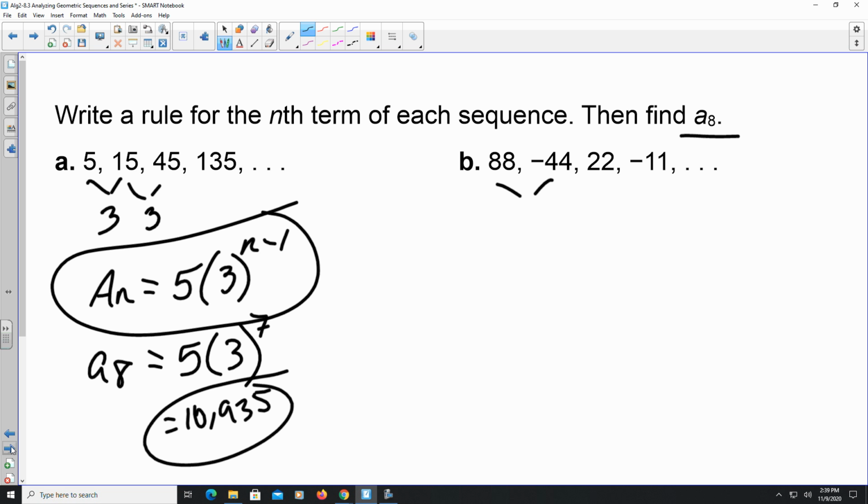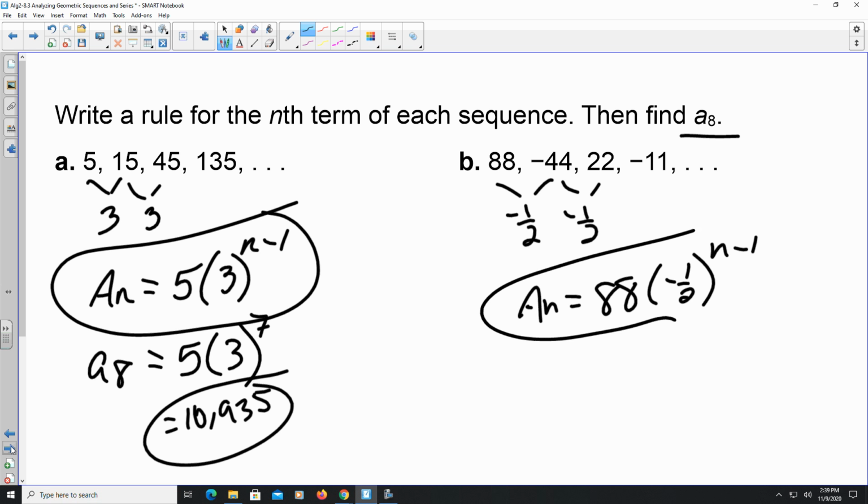Looking at part B, if I take negative 44 and divide it by 88, I would get negative 1/2. Just double checking, 22 divided by negative 44, I get negative 1/2. So a sub n in this case is going to be equal to 88 times r, which is negative 1/2, raised to the n minus 1 power.